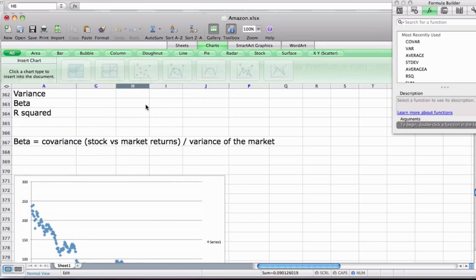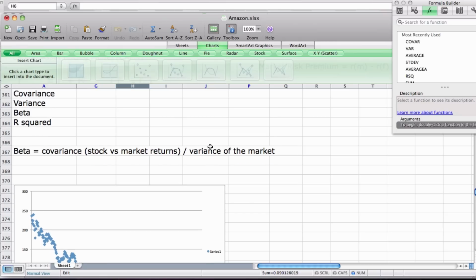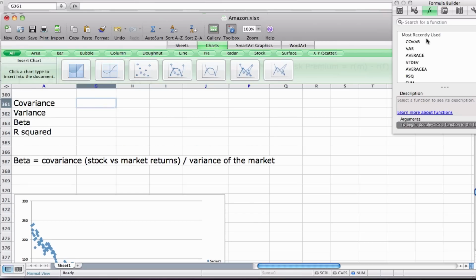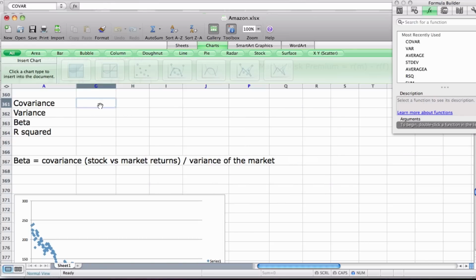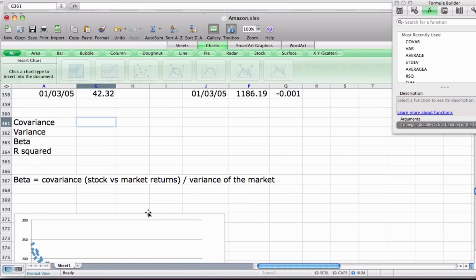So now to the formula of beta equity. This beta equity equals the covariance of the stock versus the market returns divided by the variance of the market. So when I input my covariance, the first array is going to be the stock, and the second array is going to be the market. And then we just divide this by the variance of the market, which is a single array. So this is one way of doing it, just inputting it into Excel.